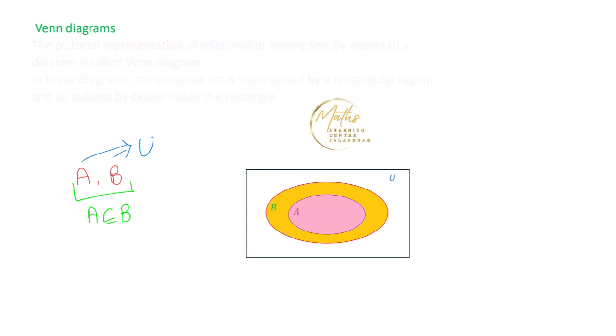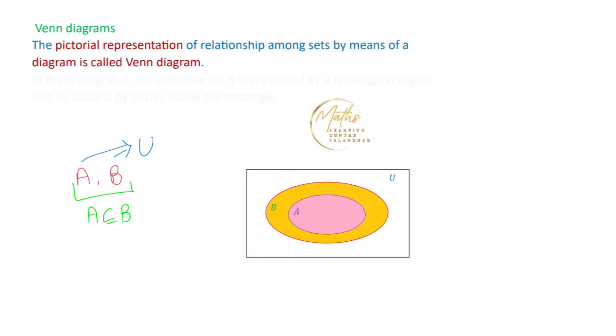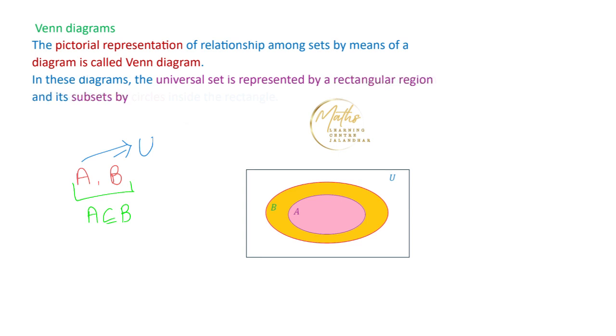So the pictorial representation of the relationship among sets by means of a diagram is called a Venn diagram. When we talk about Venn diagrams, we have a fixed procedure: the universal set is always represented by a rectangular region, and the subsets of this universal set are represented as circles inside this rectangle. So this is what a Venn diagram is.